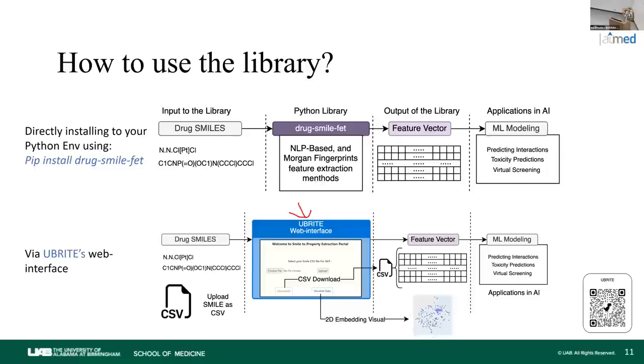So what will happen over there? You have drug SMILES data. You just provide those drug SMILES to us with the drug names, and you'll get back a feature vector. Mostly it will be in CSV, but we'll try to process all the different data formats that are available to us. This is one way of representing this.